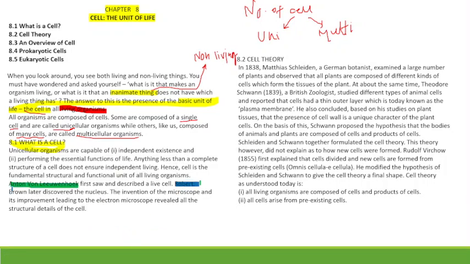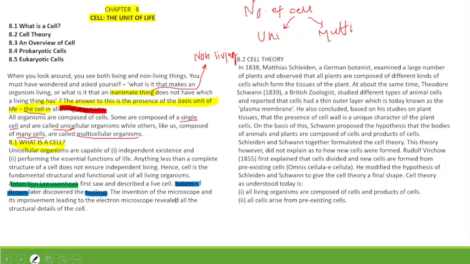So these are the two important scientists for the discovery of a cell. So Robert Brown discovered what? The nucleus, and Anton von Leeuwenhoek saw the cell under the microscope first time.